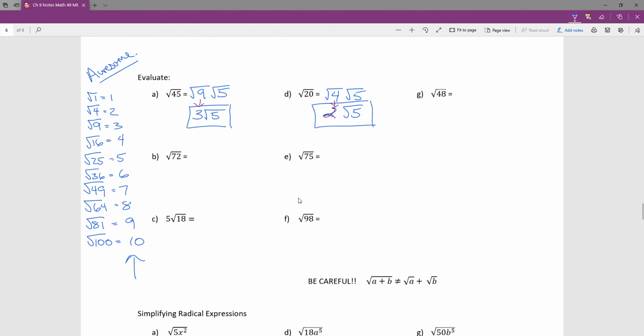Let's do a few more of these ones. So G. G has me breaking it apart in any way that's convenient for me. You might want to take a look at your list of awesomeness and find a number that is a perfect square, and then test it out to see if we can divide 48 by that number. I found that you could divide it by 16 and 3. You want the biggest number possible out here. So in this one, we get 4 root 3.